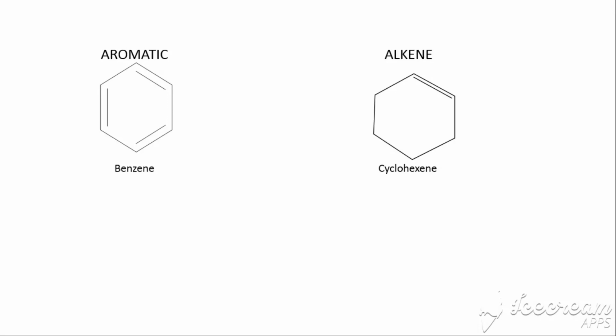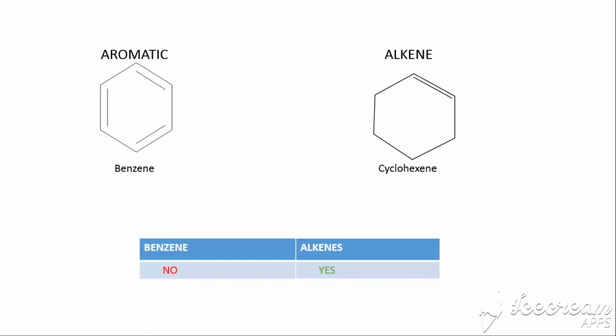So we are going to first look at some of the reactions which alkenes undergo, but benzene and some aromatic compounds don't. And then later in the video, we are going to talk about reactions of aromatic compounds, specifically benzene, and the conditions necessary for those to happen. Firstly, we are going to talk about electrophilic addition reactions.